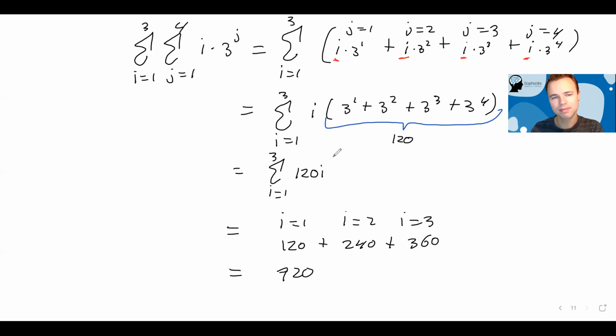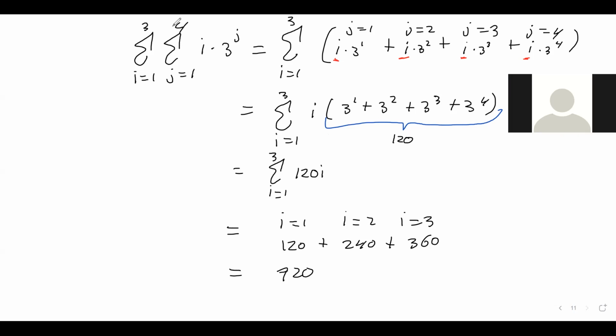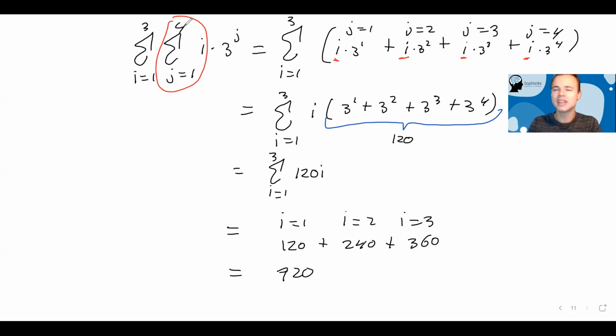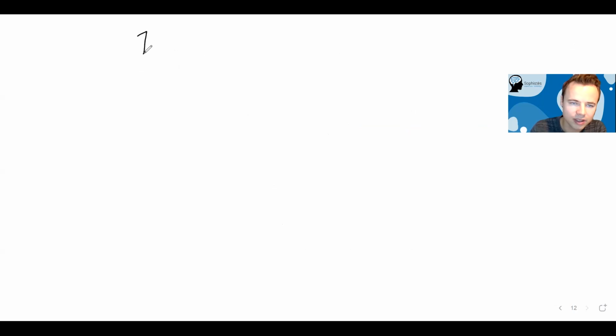Is this clear for you guys? Let me change things up a bit. So here we said that this summation is a summation and not a product operator. Let's see what would change if we make it a product operator. Can I erase this? So we started with i is 1 all the way up to 3. And now I will make this a product operator from j is 1 all the way up to 4. And we had 3i times 3 with the power of j.